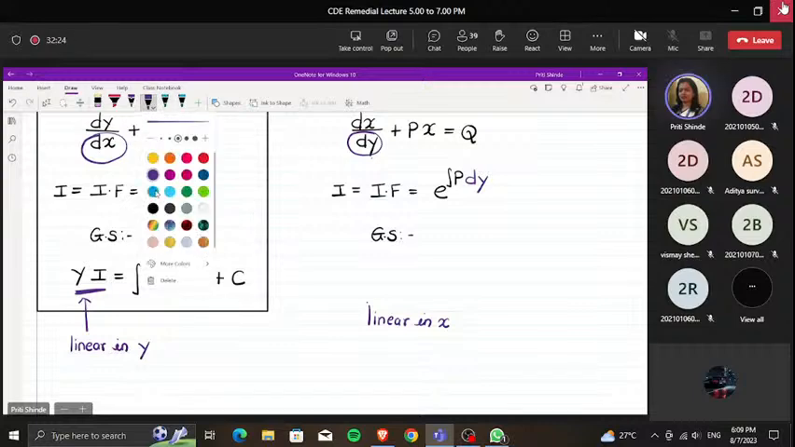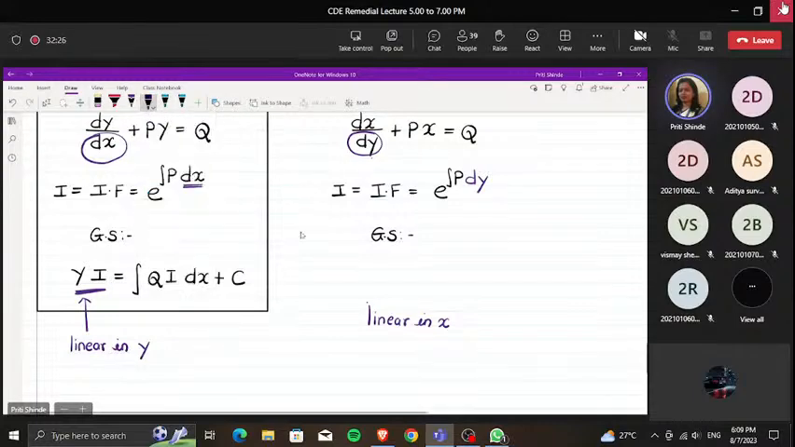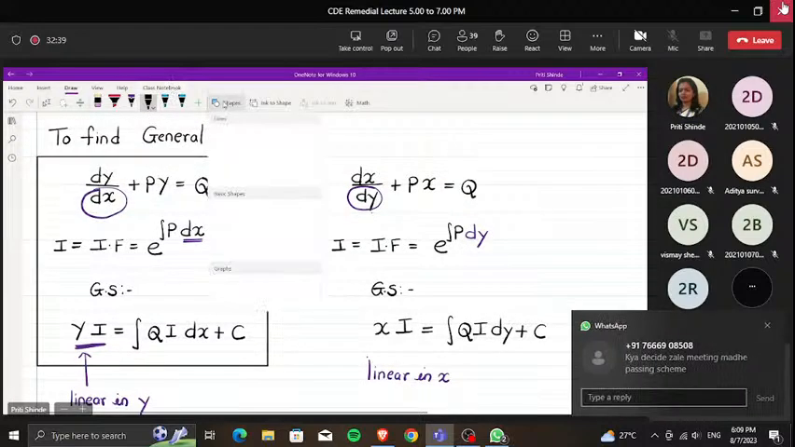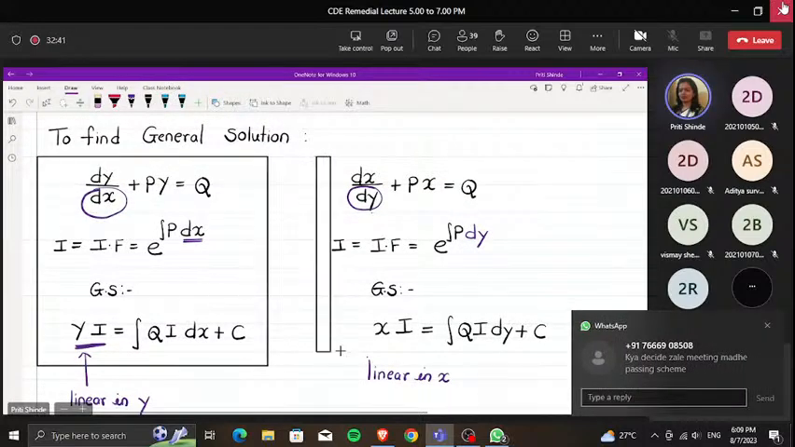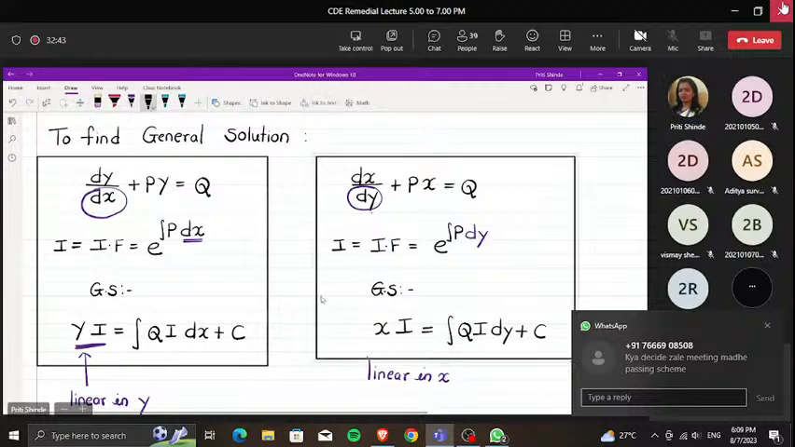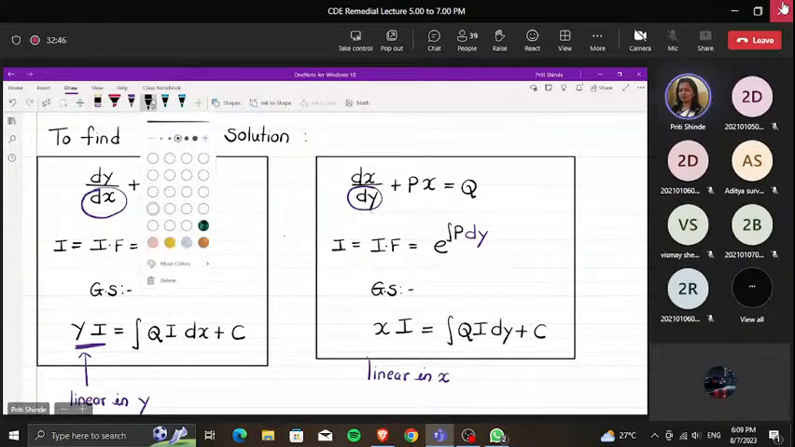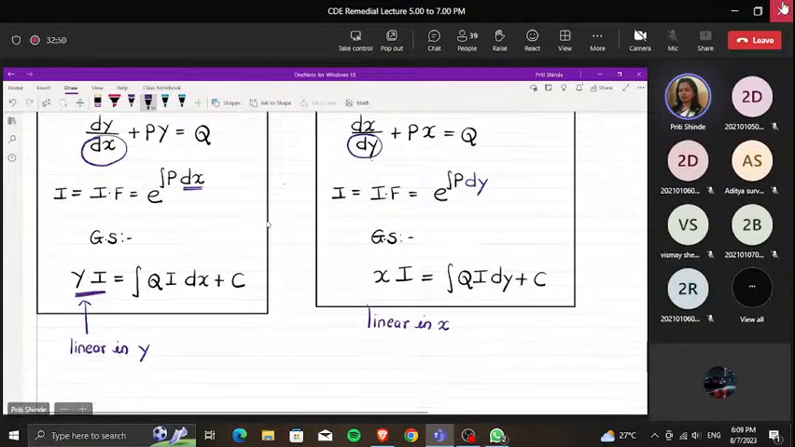So my general solution is x into I. So remember this formula: x into I is equal to remaining terms are same, q into integrating factor, integration with respect to y, plus... This is the second type of differential equation. Just remember the steps, whether with respect to x or with respect to y.